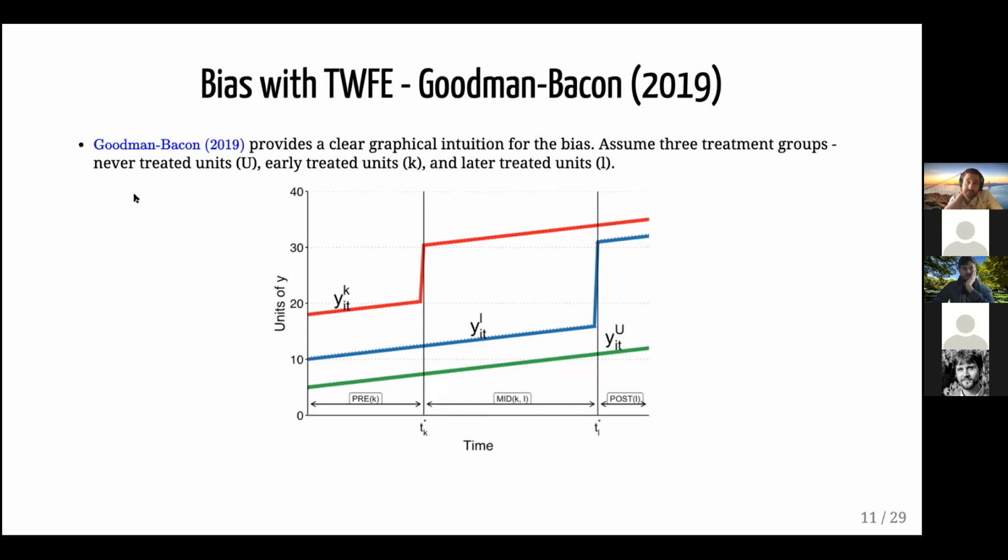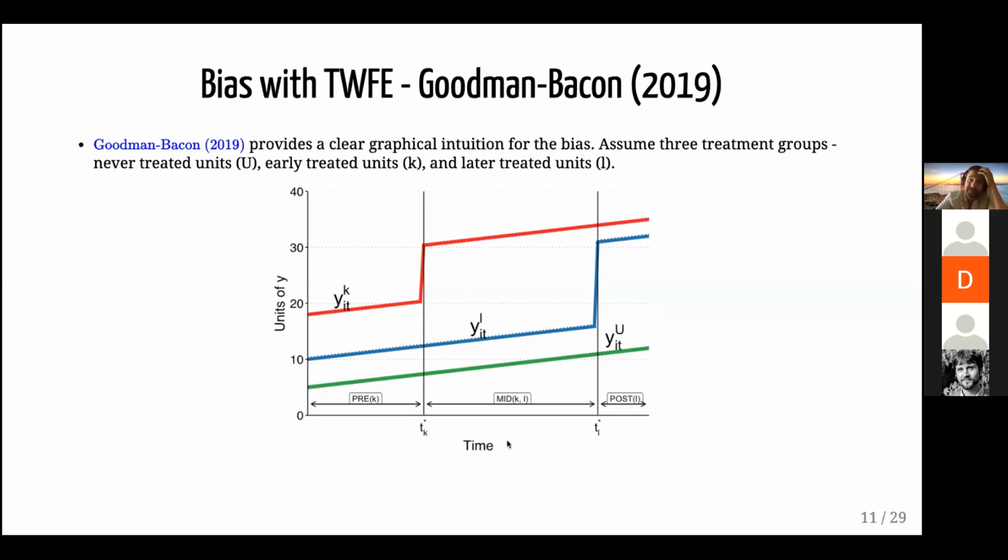Cool. All right. So I actually think that this derivation from this paper by Andrew Goodman-Bacon is the cleanest way of explaining what the issue is here. So I'm just going to walk through these plots from his paper that show what the issue is. It's just a nice graphical intuition.